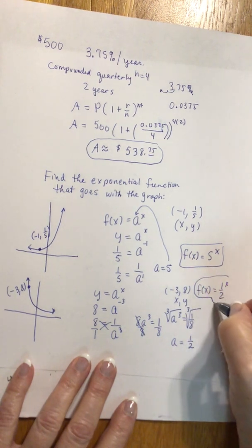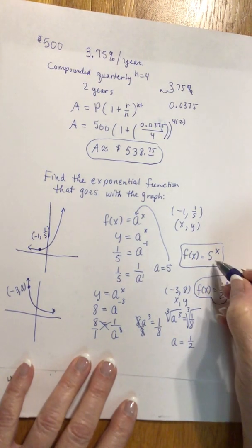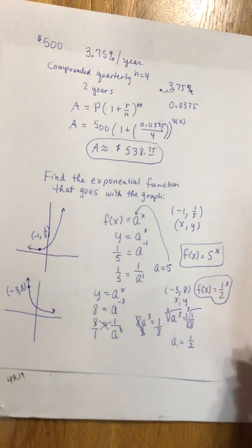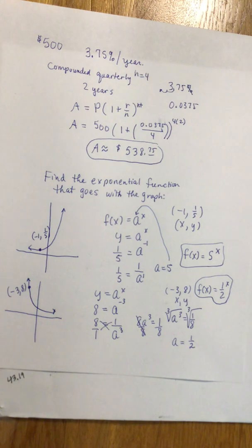So it came out like we anticipated: this one was going to be greater than 1 and this one was going to be between 0 and 1. So that takes us through section 4.1.